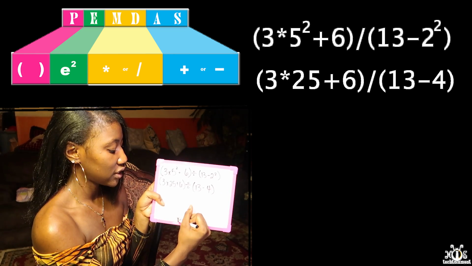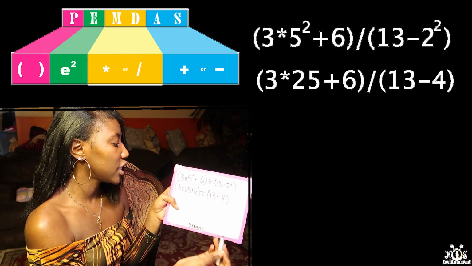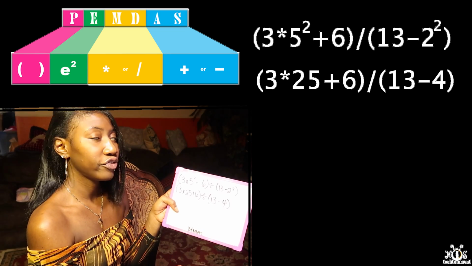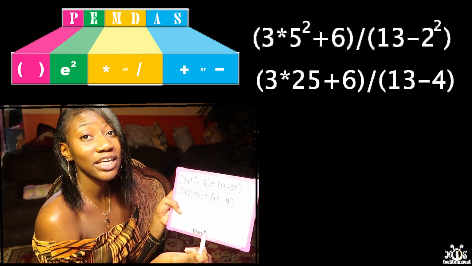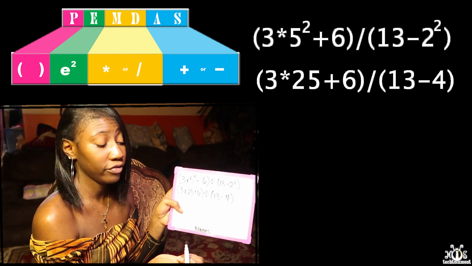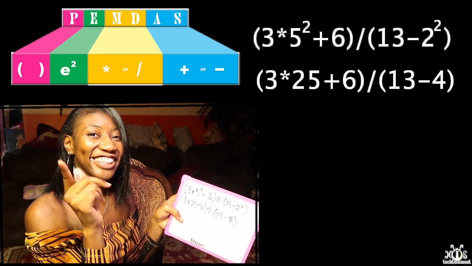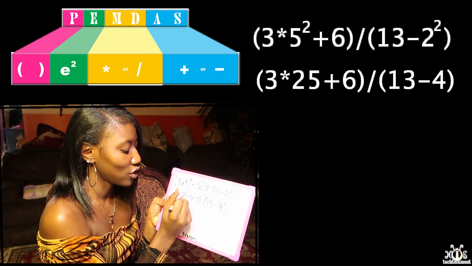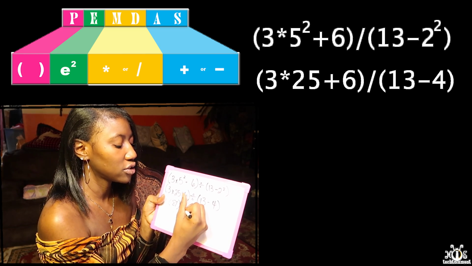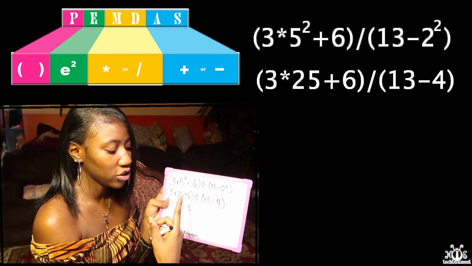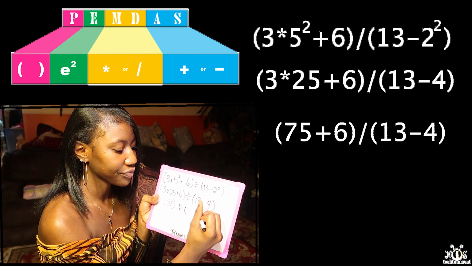Okay, we did our parentheses, check. Exponents, check. Now we have some multiplication we have to do. So 3 times 25 is 75. And we'll just do everything in the parentheses. So 75 plus 6, there you go, 81. So this parentheses consists of the number 81. We don't actually have to keep it in the parentheses because there's only one number in here. But just for the fun of it, we'll leave it, okay?